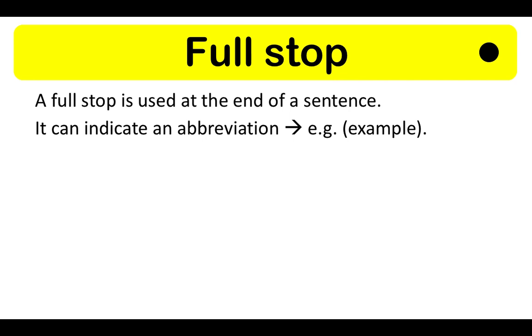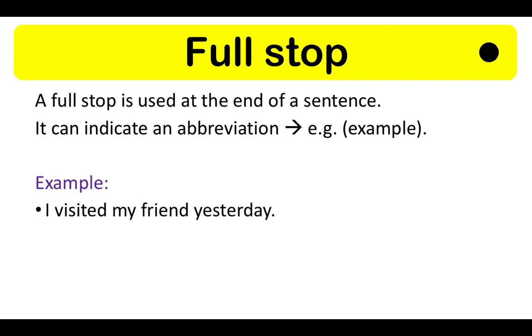A full stop is always followed by a capital letter at the start of the next sentence. Some examples of a full stop used in a sentence include: I visited my friend yesterday. They are my neighbours. As you can see in both of these examples, the full stop is at the end of the sentence.